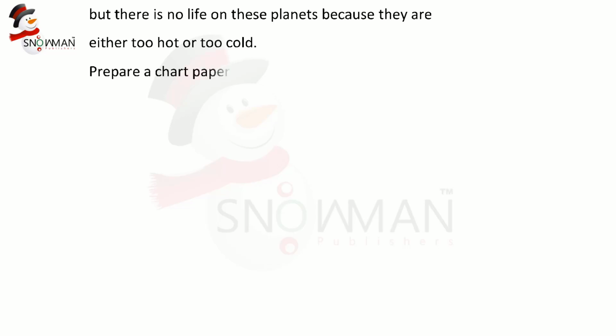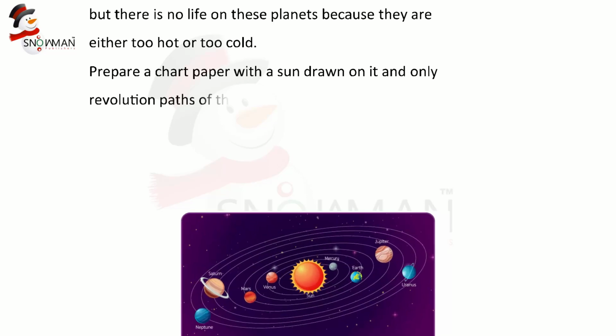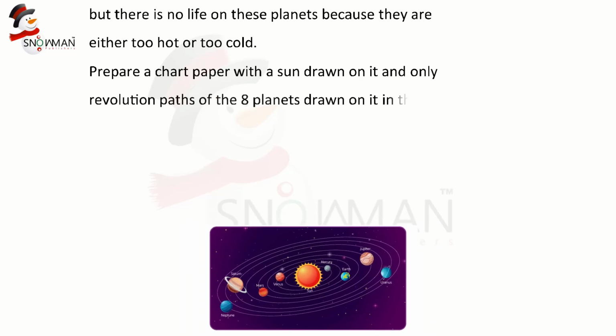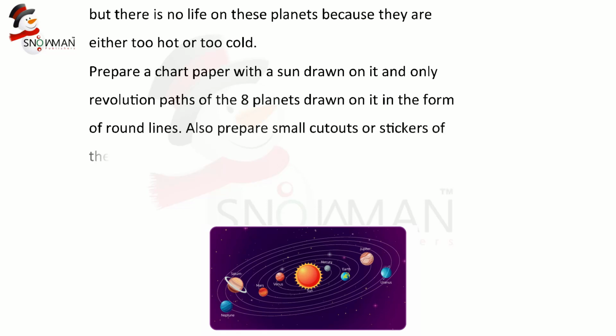Prepare a chart paper with a sun drawn in it and only revolution paths of the 8 planets drawn on it in the form of round lines. Also prepare small cutouts or stickers of the 8 planets to stick on the chart.